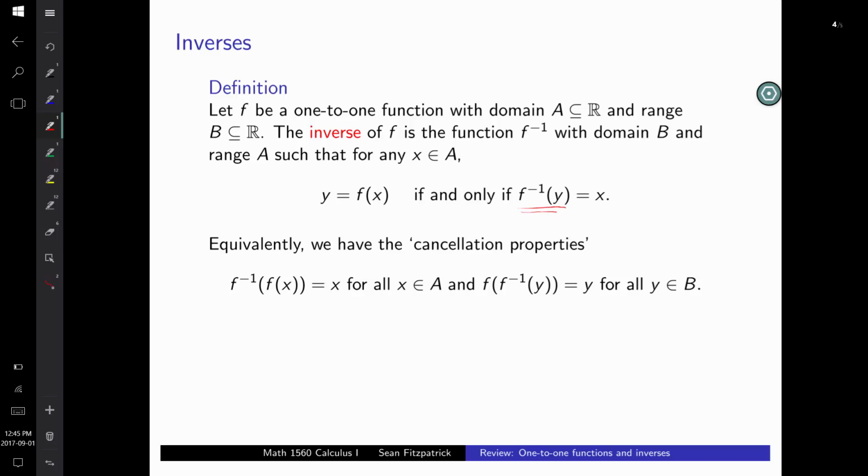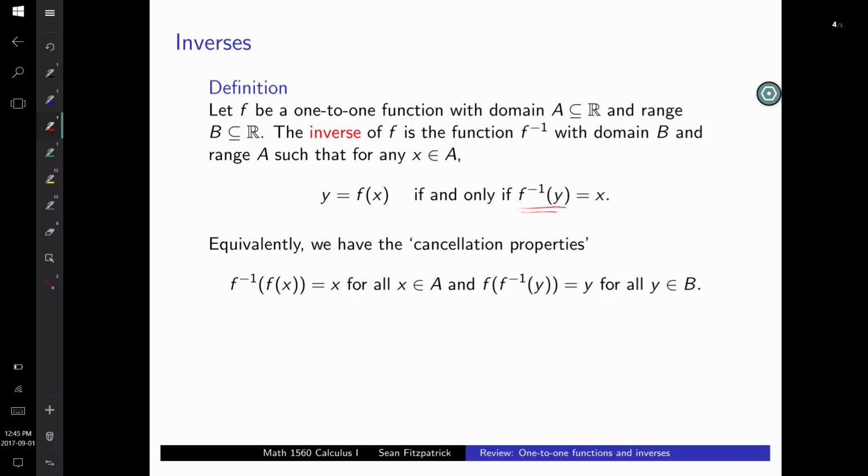Okay. So here's this defining property. If y equals f of x, for the inverse, we turn it around, we plug in y, and we get back the x value. We can also think in terms of these cancellation properties. If I take f of x and I plug it into the inverse, I get back x. Or if I've calculated f inverse of y and I plug that into f, again, the two functions cancel out and give me back the original value.